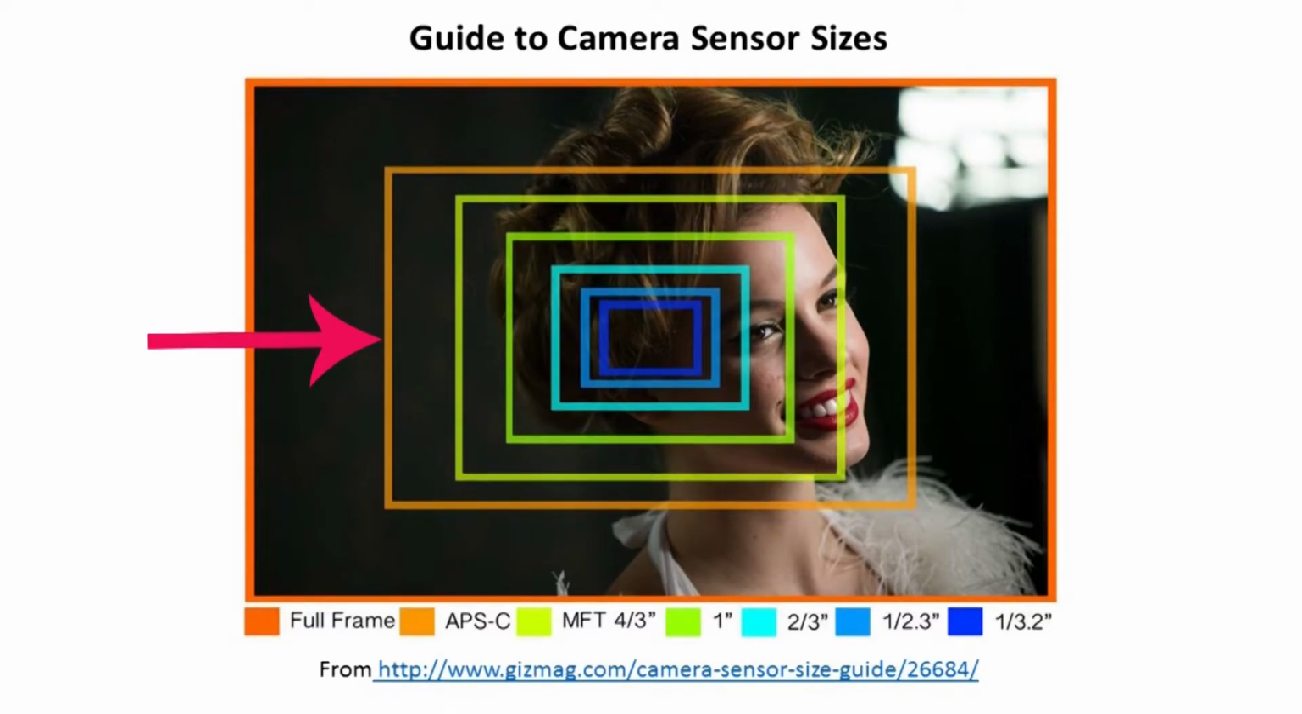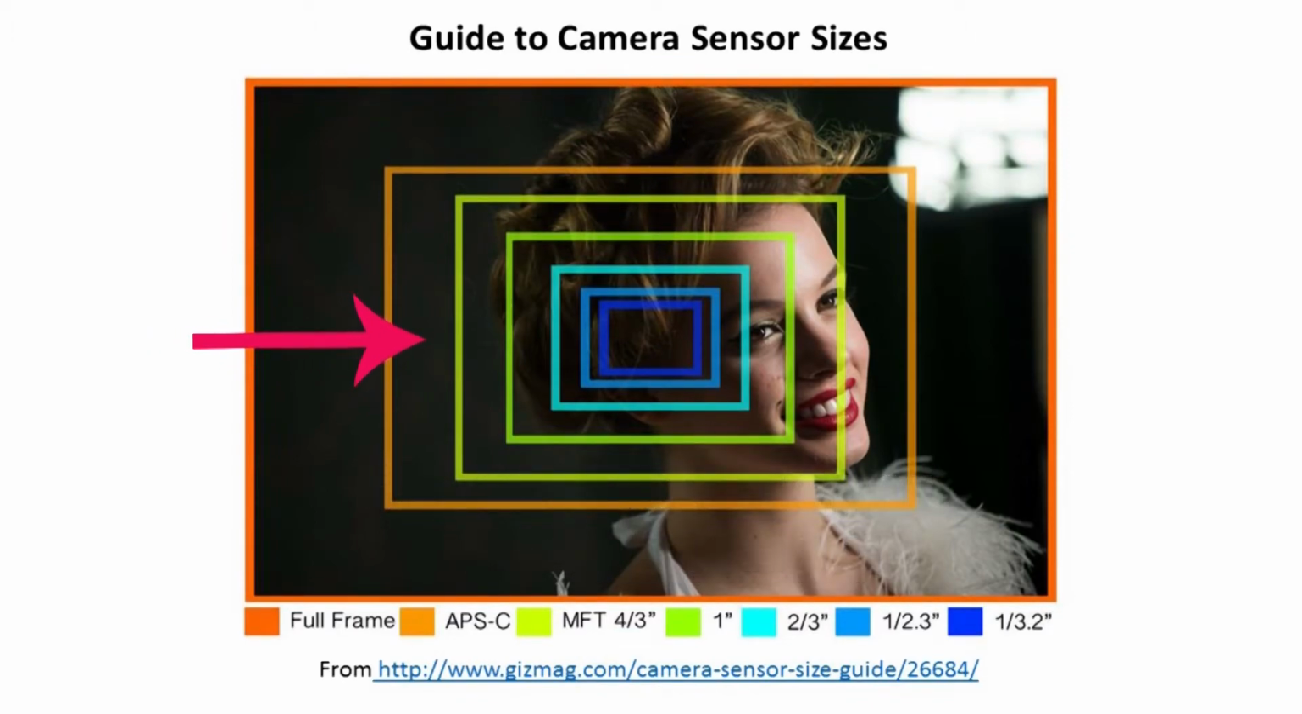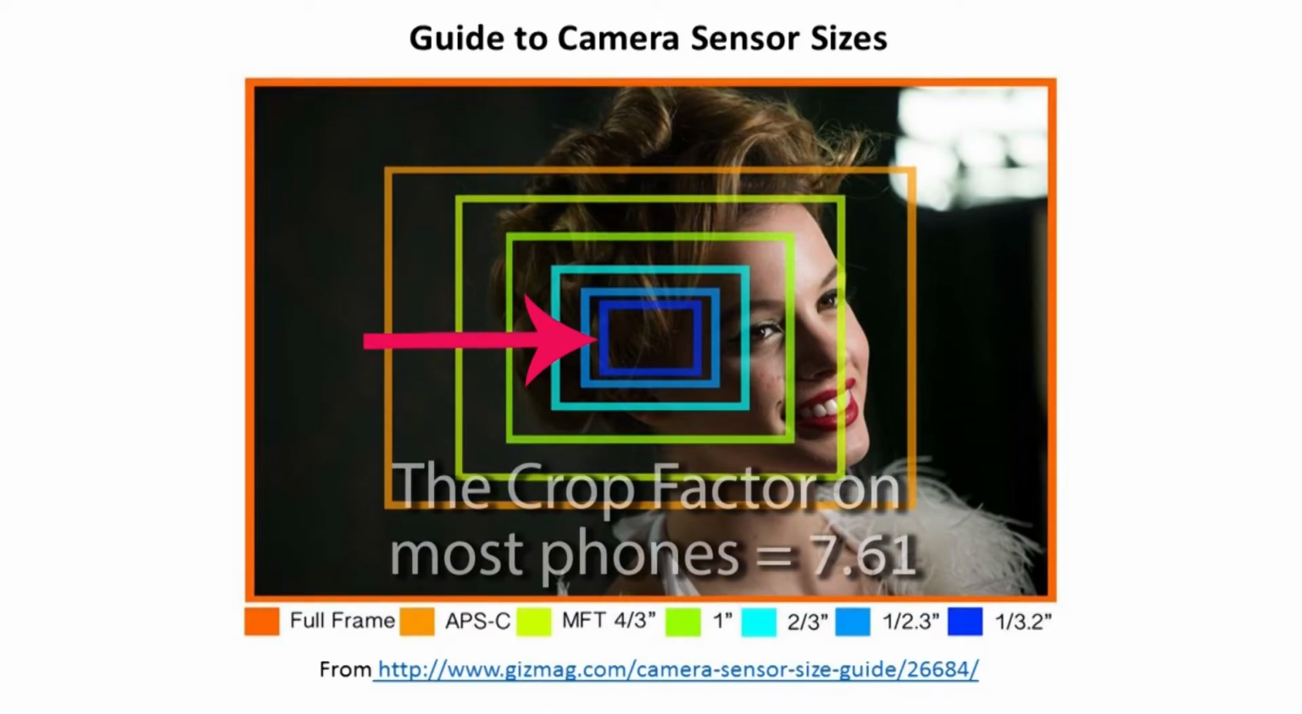An APS-C sensor has a crop factor of 1.5. So a 100 millimeter lens on a full frame camera becomes a 150 millimeter lens on an APS-C camera. The blue rectangle represents the crop factor on most phones, including the iPhone 5. The crop factor is 7.61. Imagine taking a photo and cropping it down this much.